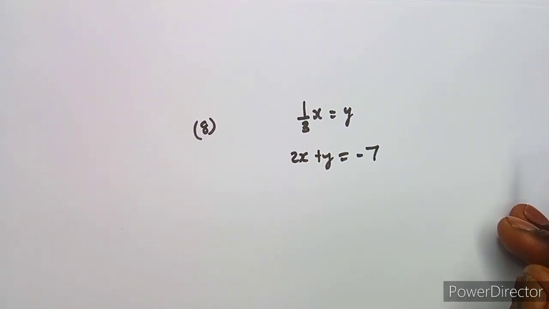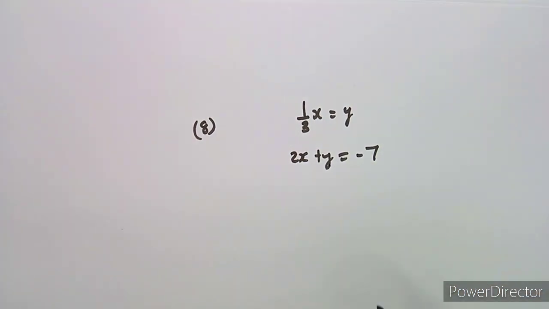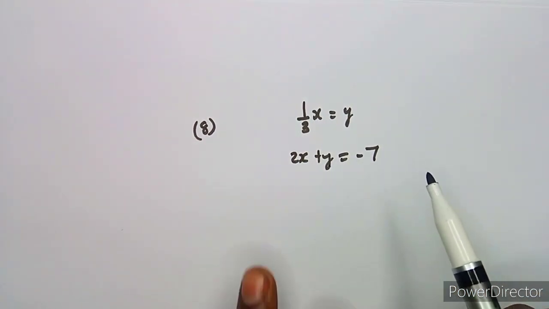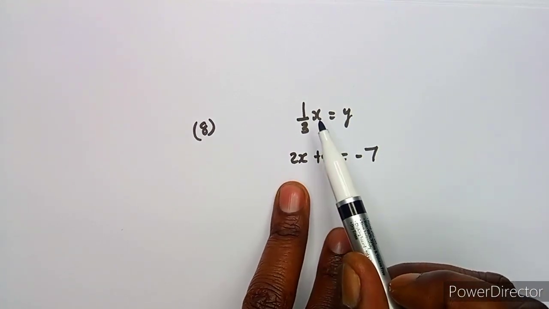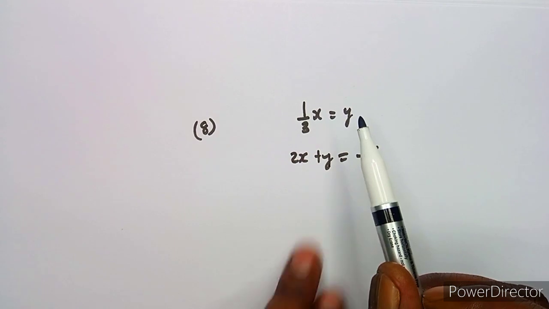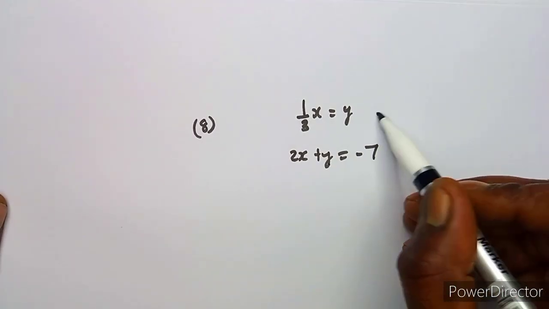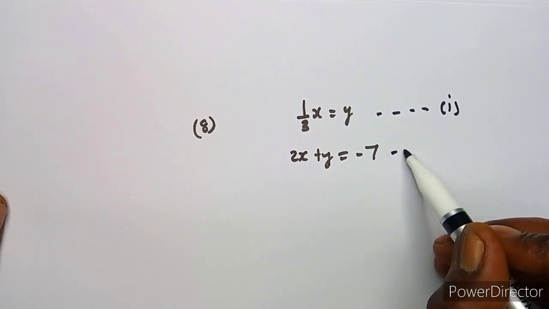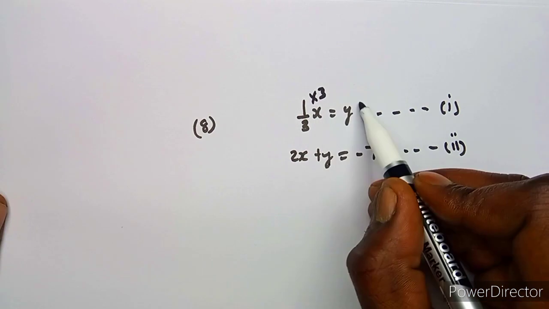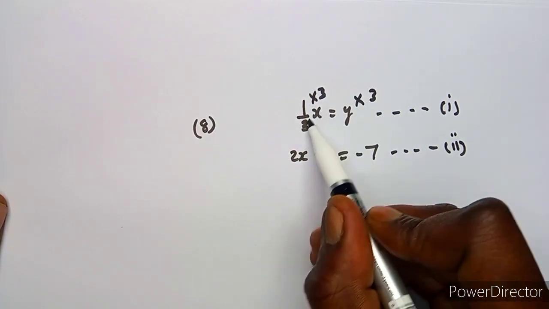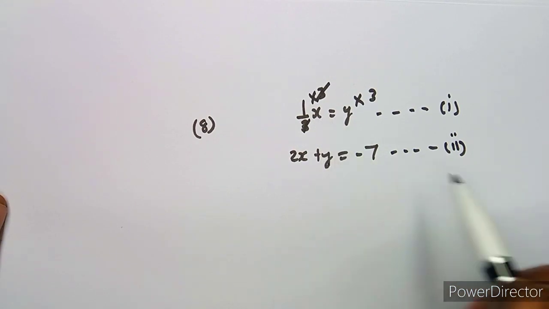If y is the subject, you can substitute it here, but I want you to see something. When you substitute this y, it's a third of x, which is a fraction, so you'd be working with a fraction. Just avoid working with a fraction. How do I avoid it? Just multiply this equation by 3, so that this can cancel.